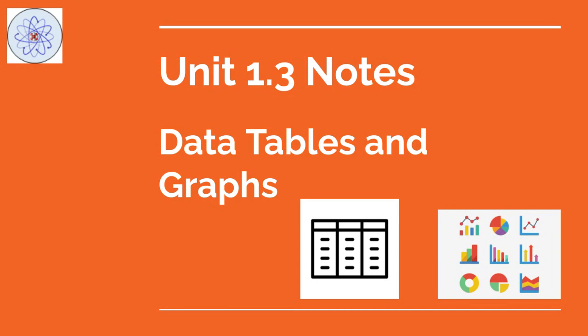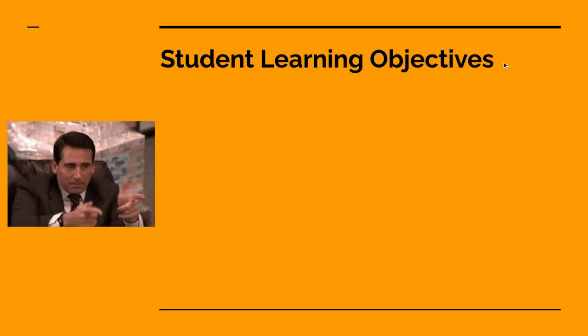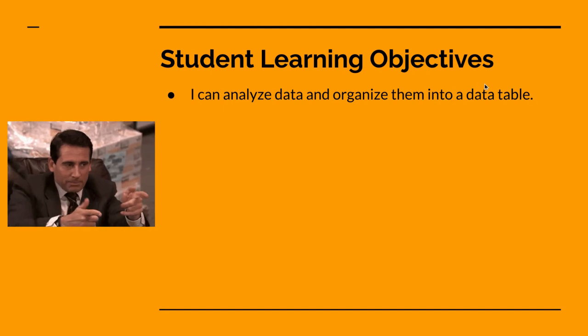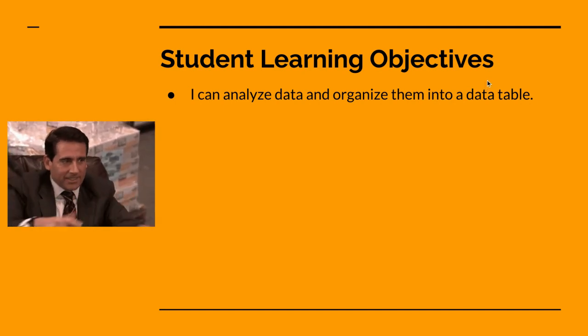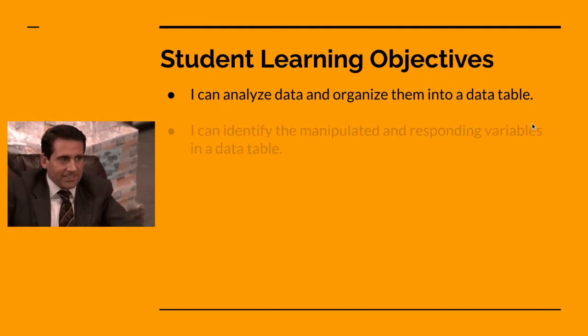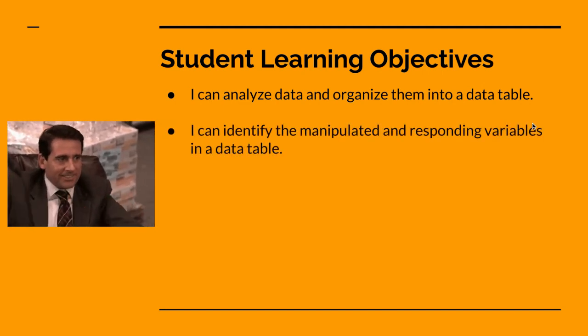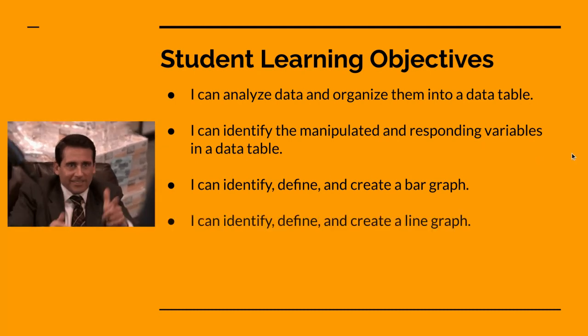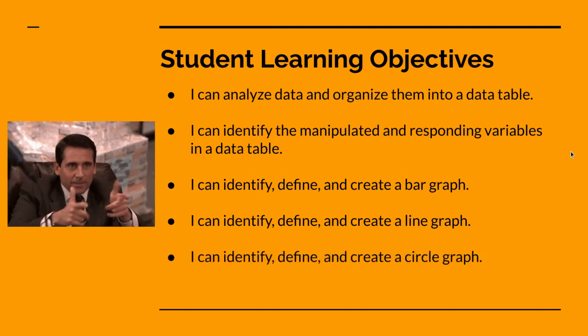So let's just go on through these notes. First off, student learning objectives. Hopefully after these notes, by the time we take the test, you can analyze data and organize them into a data table. Next, you can identify the manipulated and responding variables in a data table. You can identify, define, and also create a bar graph. You can identify, define, and create a line graph, and the same thing for a circle graph.